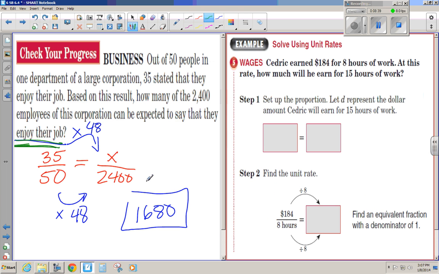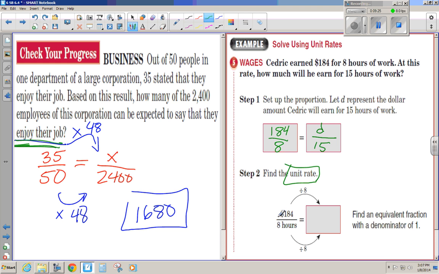All right. Now using unit rates, Cedric earned $184 for 8 hours of work. At this rate, how much will he earn for 15 hours of work? Well, we need to find a unit rate. 184 over 8 is equal to some number of dollars for 15 hours. So you could try to solve it like before. But instead, if we're using a unit rate, the definition of unit rate was that it has a denominator or a numerator of 1.